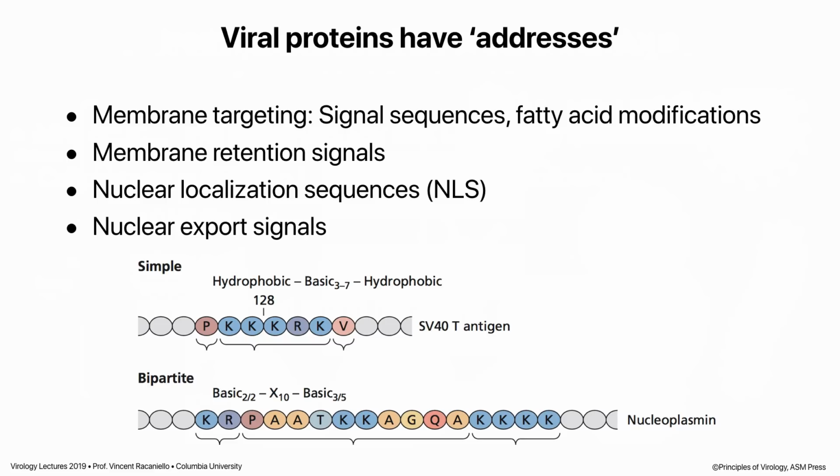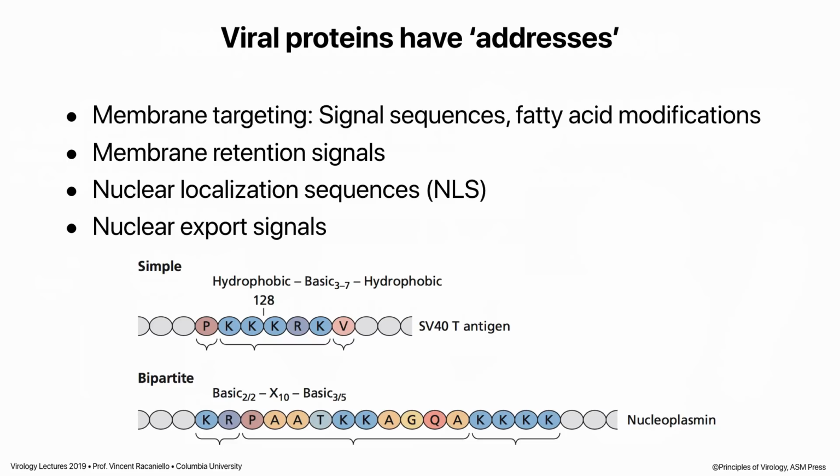So on the bottom are two examples of NLSs. A simple one, a 1, 2, 3, 4, 5, 6, 7 amino acid sequence. This is found in SV40 T antigen because this is made in the cytosol. It has to get in the nucleus to stimulate DNA replication, and needs a nuclear localization signal because that 7 amino acids interacts with the machinery for import into the nucleus. And there are other sequences that are longer as well. This is from a cellular protein, nucleoplasmin, that happens to be longer.